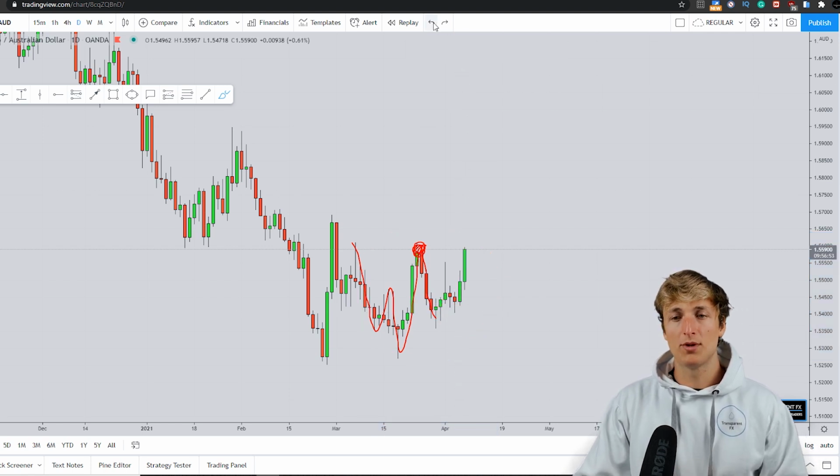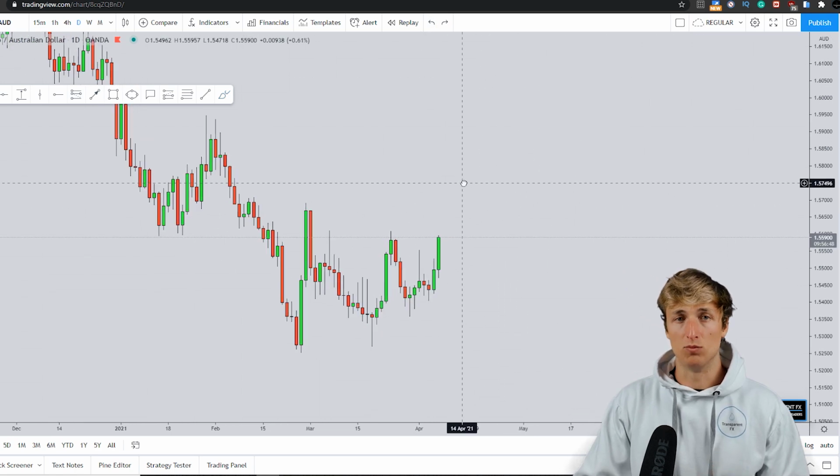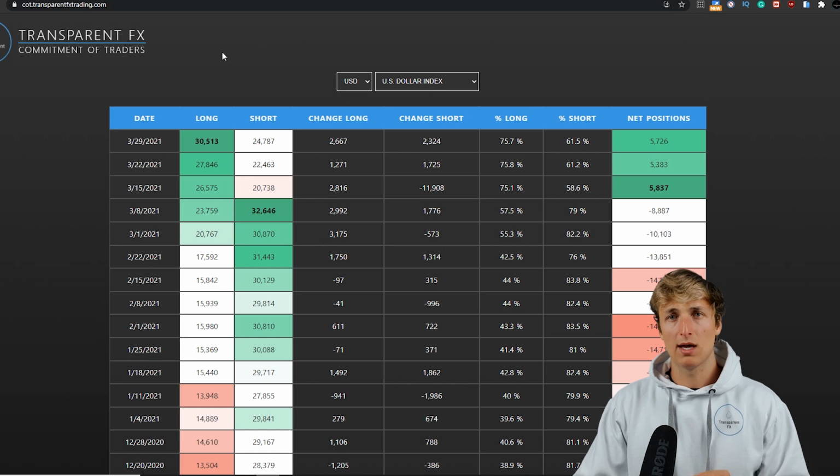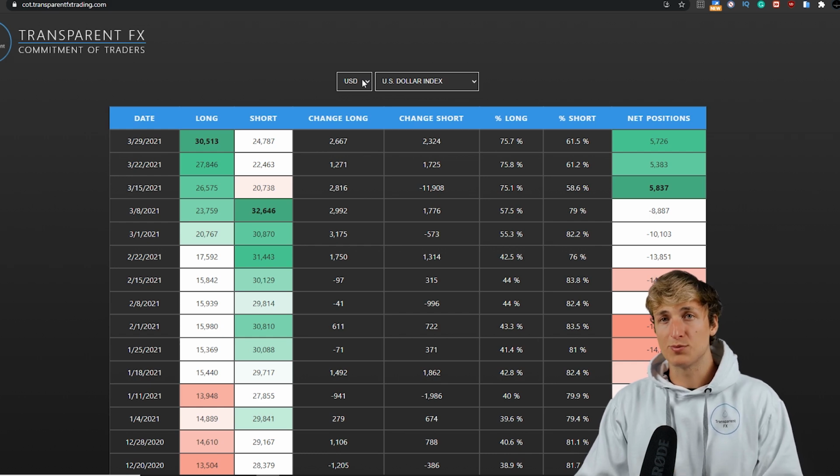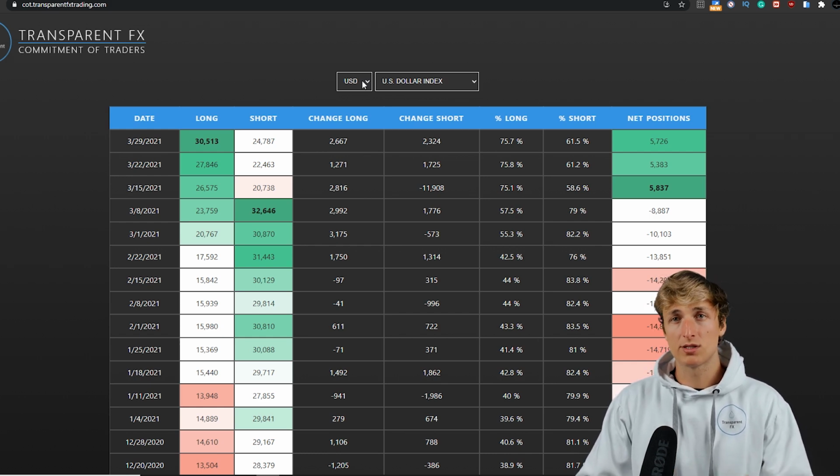However, at the moment, what do we have and how can we be looking to capitalize on the next potential move? Now, before I show you what we have on the daily and how we can be looking for a potential opportunity, let's first speak about what we have from a COT perspective, so commitment of traders, which is what hedge funds are doing in the market.